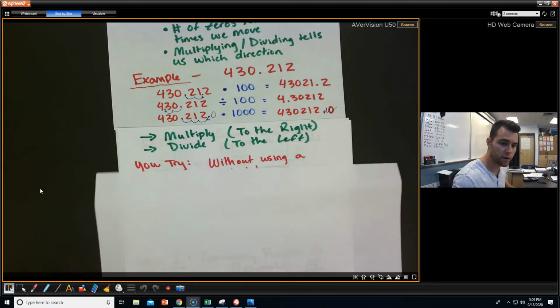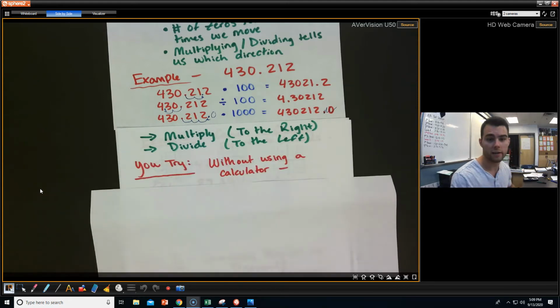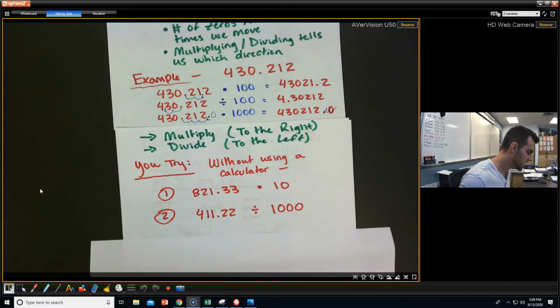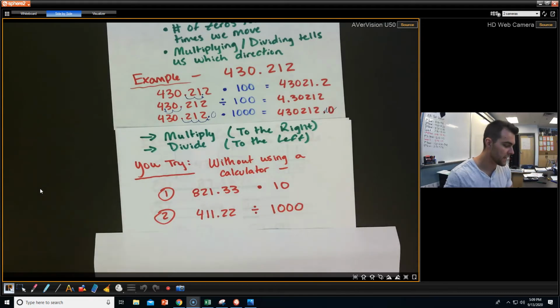If we continue on, I want you to try, without using a calculator, both of these right here. First one, 821.33 times 10. I want you to tell me what that number would be without a calculator. Same thing with number 2, except this time we're taking that number and dividing by 1,000. And go. And so, welcome back.